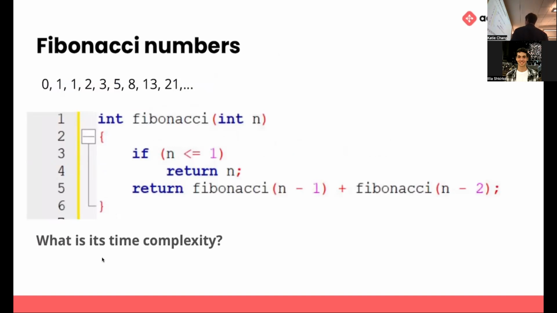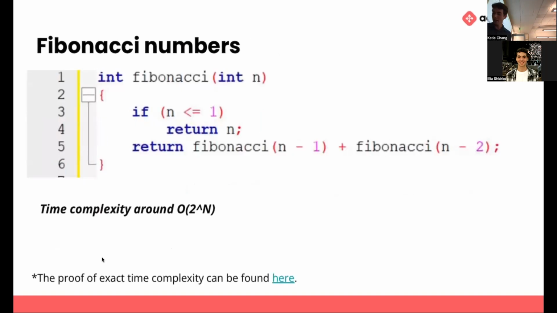With that in mind, do you know what the time complexity of this function is? Yes. So since every call of this function invokes two other calls, we can say that the time complexity is around 2 to the power of n. Well, not really. The exact time complexity is the golden ratio to the power of n. And if you're curious, you can find an explanation for that here in the link. Well, no matter what the exact number is, this algorithm is way too slow.